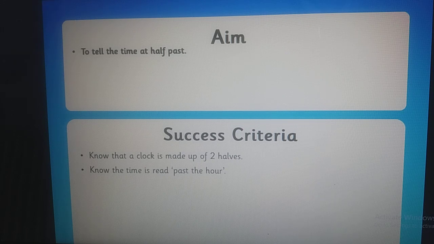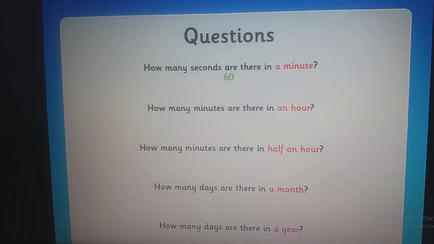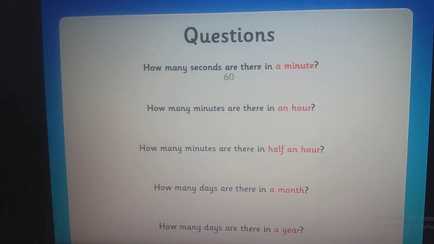Now we will read the time past the hour. First, there are a few questions you have to answer. I will read the question and you have to answer it. How many seconds are there in a minute? 60. How many minutes are there in an hour? 60. How many minutes are there in half an hour? 30.